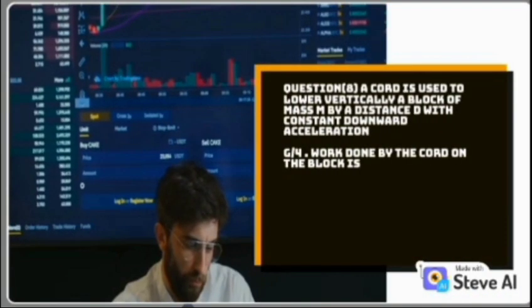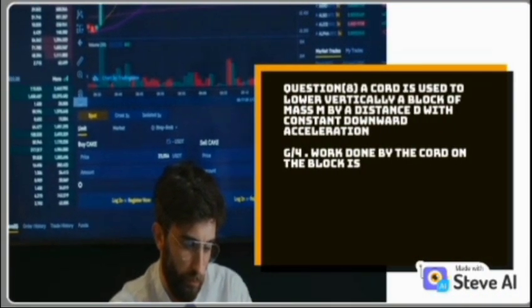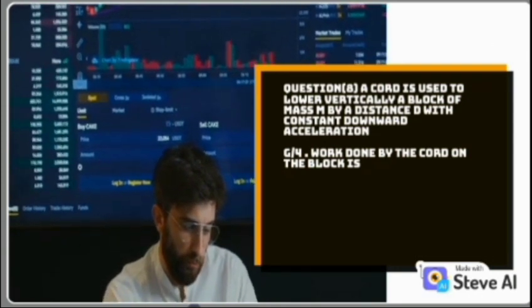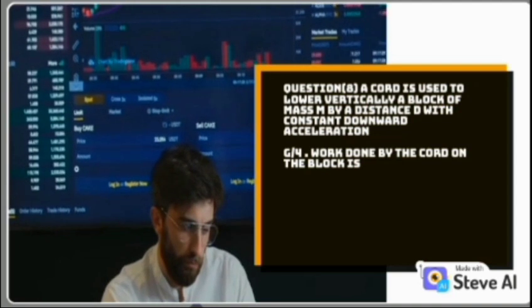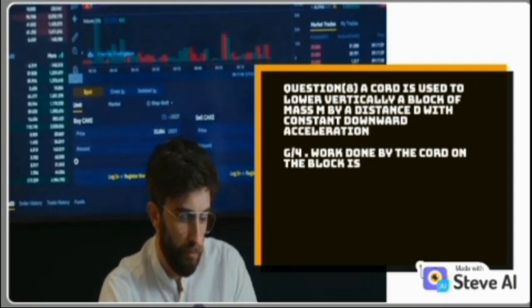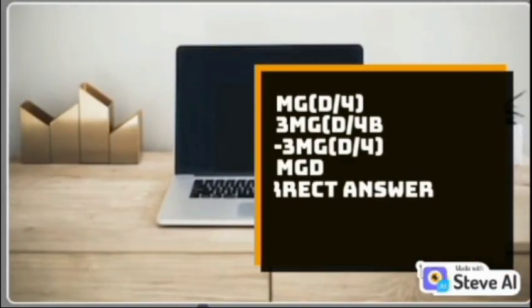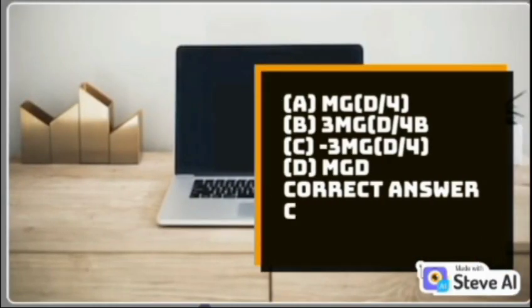Question 8. A cord is used to lower vertically a block of mass m by a distance d with constant downward acceleration g/4. Work done by the cord on the block is: A. mgd/4. B. 3mgd/4. C. minus mgd/4. D. minus 3mgd/4. Correct answer is D.